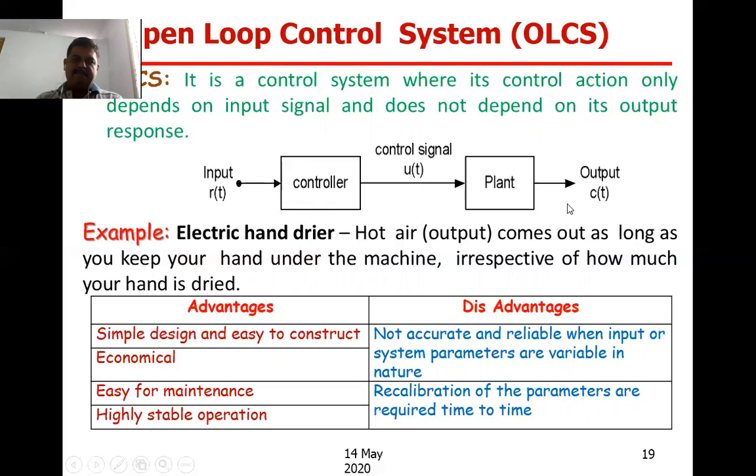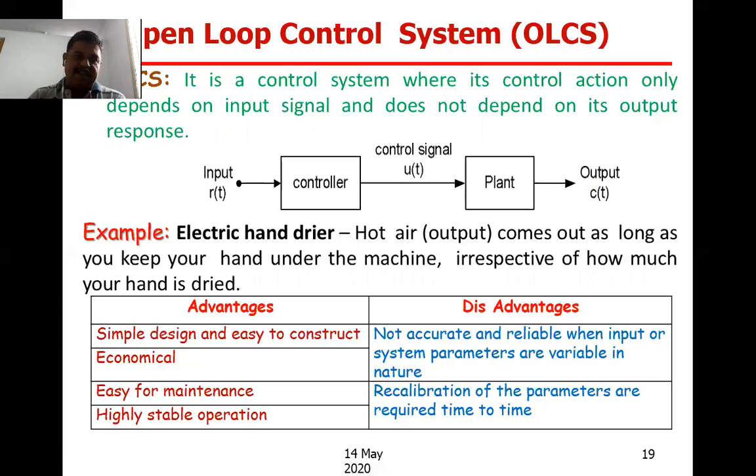The best example is the electric hand dryer. Here the output is hot air. The hot air comes out as long as you keep your hand under the machine, irrespective of how dry your hand is. The hot air will come for some particular time interval, say 10 or 20 seconds, whether your hand is dried or not. So it is open loop control.